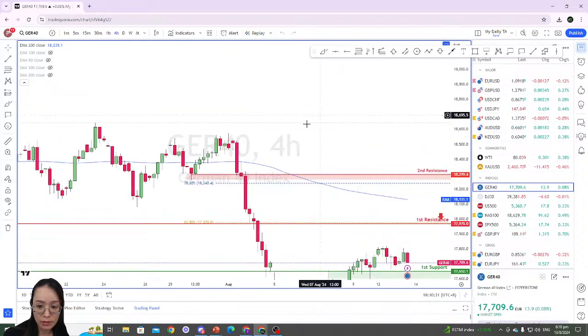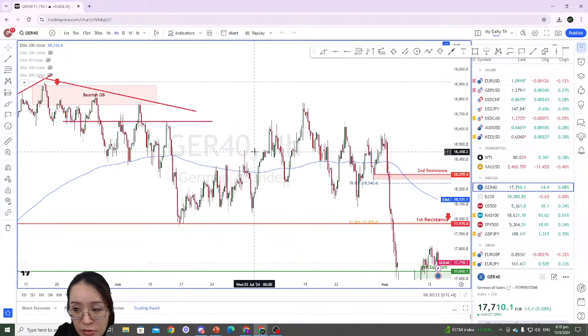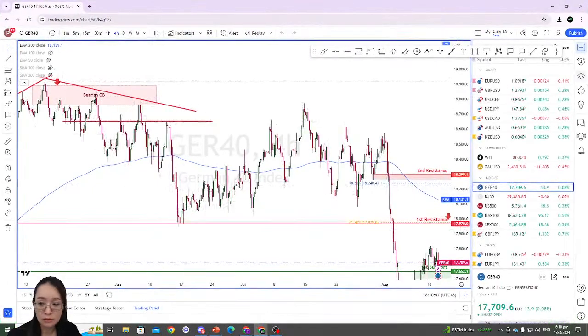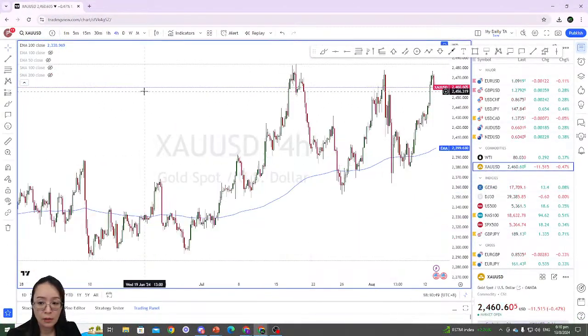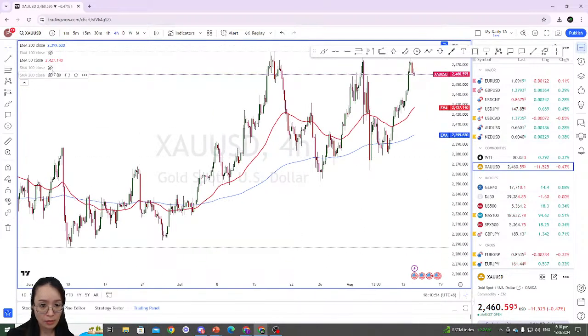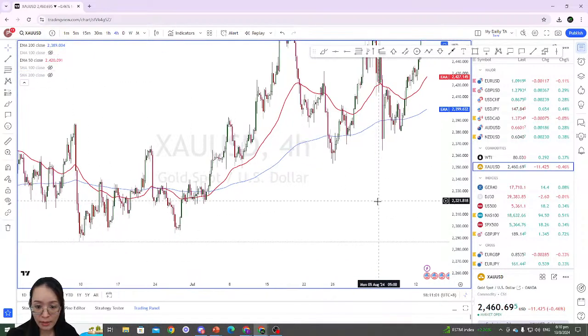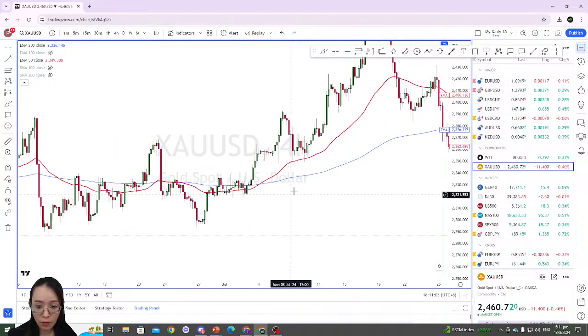Okay, so you can use EMA 200 to identify the trend. Now a crossover, golden cross. When a short-term moving average crosses above a long-term moving average, it signals a potential buy. So now I'm going to use EMA 50 and EMA 200. EMA 50 is the red color. Okay, once zoom H4.